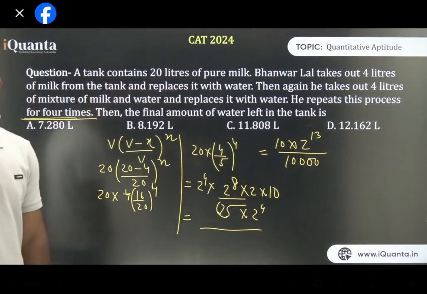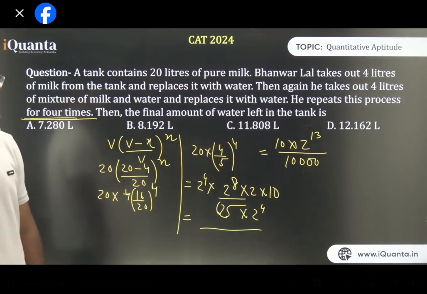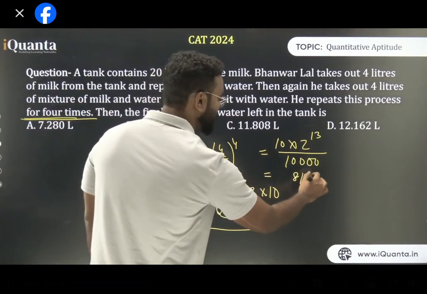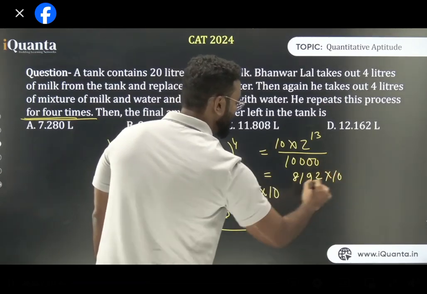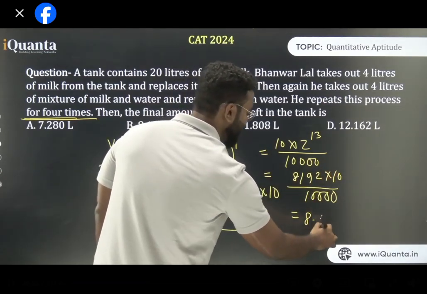Now all of you know what is 2 to the power 10. 2 to the power 10 is 1024. So what is 2 to the power 11? 2048. 2 to the power 12 is 4096. 2 to the power 13 is 4096 into 2, which is 8192. So it is basically 8192 into 10 upon 10,000. So what is the volume remaining? It's 8.192.